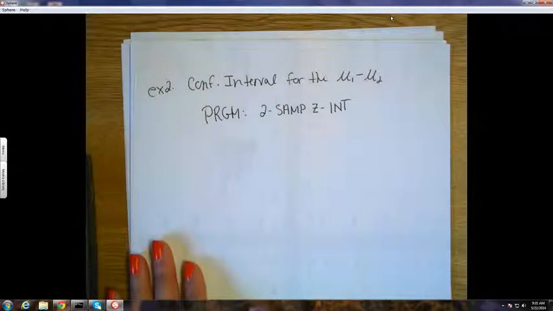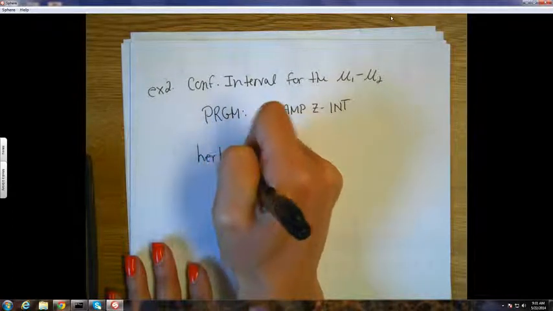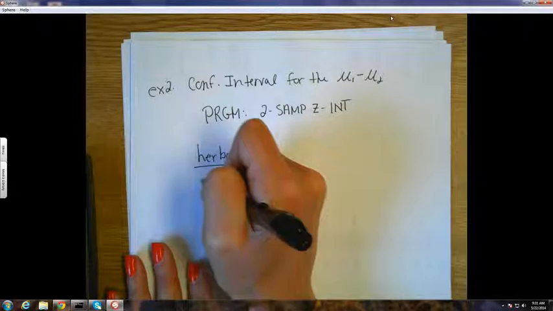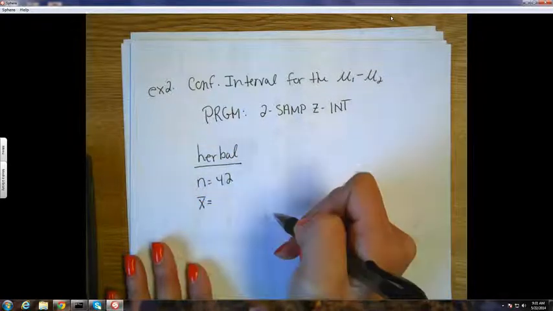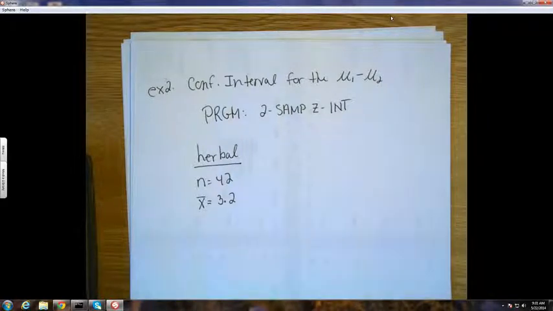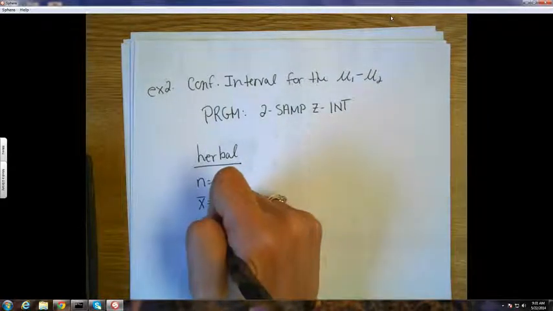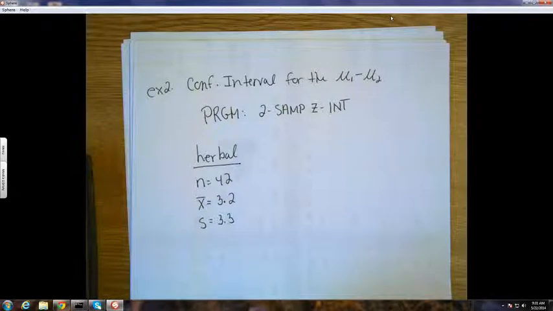Alright, this one was comparing a diet with an herbal supplement. Does this herbal supplement help you to lose more weight? So we've got our herbal supplement. They had 42 subjects. Their average weight loss was 3.2 pounds, and everybody followed a high fiber, low calorie diet besides. And then the standard deviation was 3.3 pounds. That's more than the average loss, so that tells you some people gained weight on their herbal supplement diet.